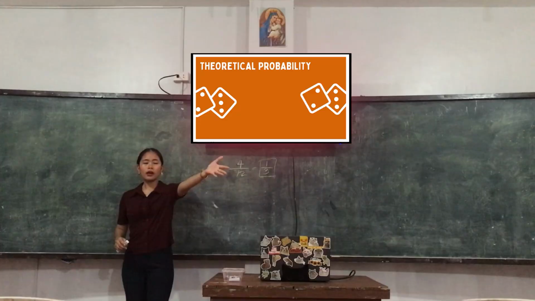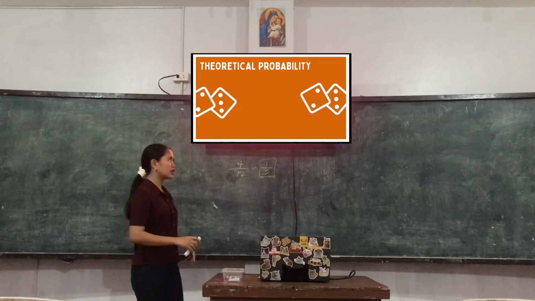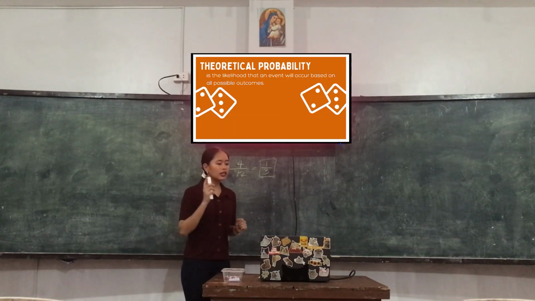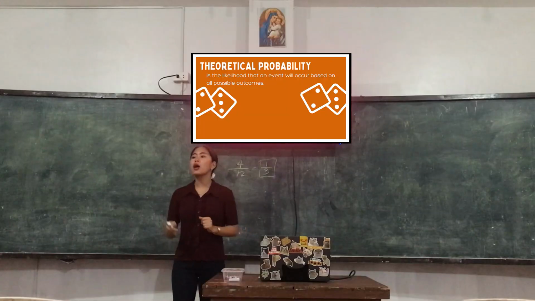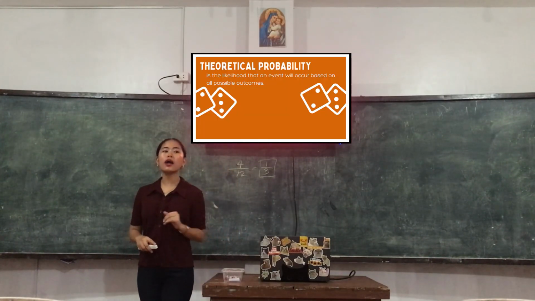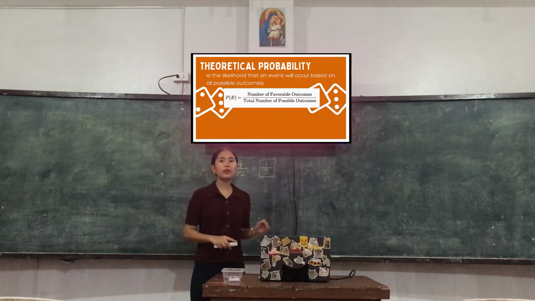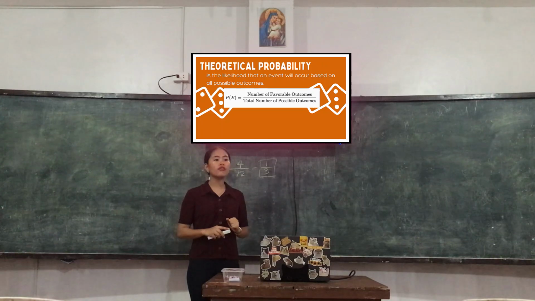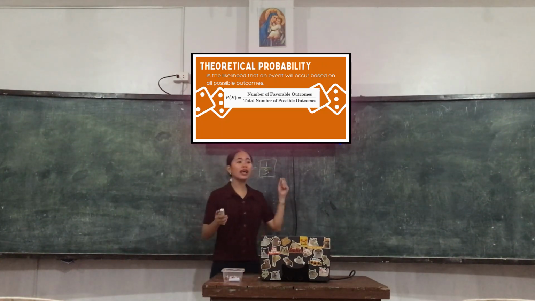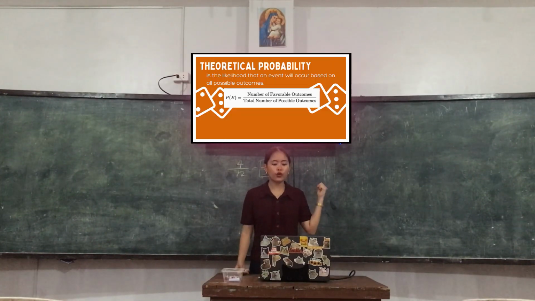Anyone, any idea of theoretical probability? Okay, so let us define theoretical probability. It is the likelihood that an event will occur based on all possible outcomes. We can use the formula: the probability of an event is equal to the number of favorable outcomes over the total number of possible outcomes. In each event, you can identify its probability or chance using this formula.